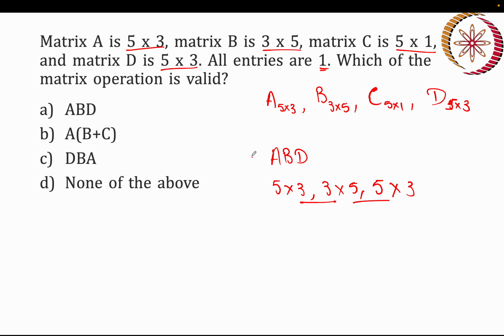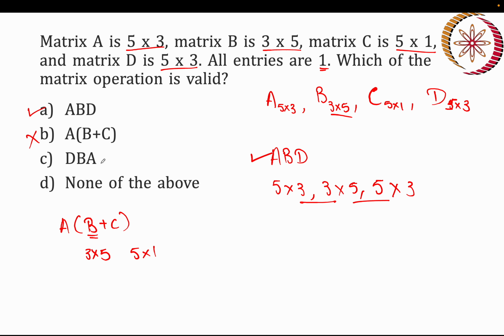So this is a valid operation. Okay, so this is correct. Then if we go to the next option, which is A into B plus C, B is 3 by 5, and C is 5 cross 1, which is not a valid operation, addition for the matrix. They both should have the same number of rows and columns, so this is not valid.